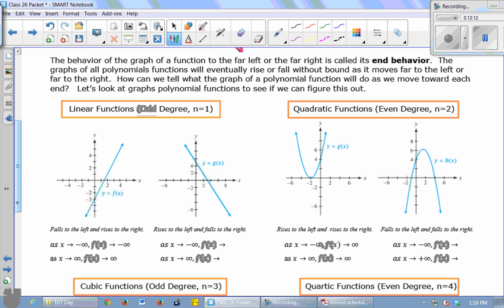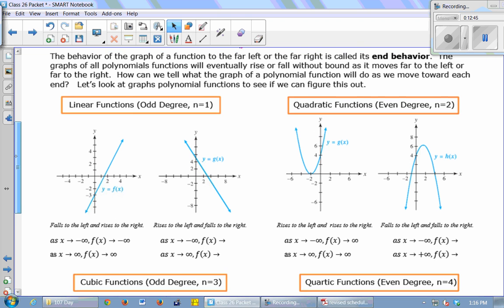So the behavior of the graph of a function to the far left or the far right is called its end behavior. What happens at the ends, far right and the far left. So the graphs of all polynomial functions will eventually rise or fall without bound as you move to the far right and the far left. It will either go up or down forever. So how can we tell what the graph of a polynomial function will do as we move toward each end?